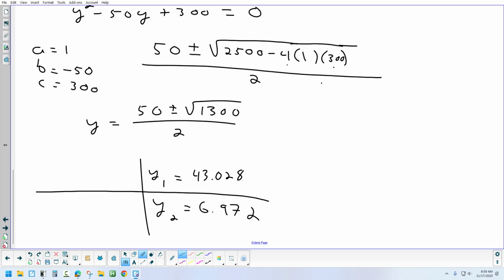What's the last thing we need to figure out? The answers work. As long as you've done all the math right, they're going to work. You're not going to get anything like an extraneous answer here. Like plug it back in. Okay, you got to plug them back in to do what? To find x.